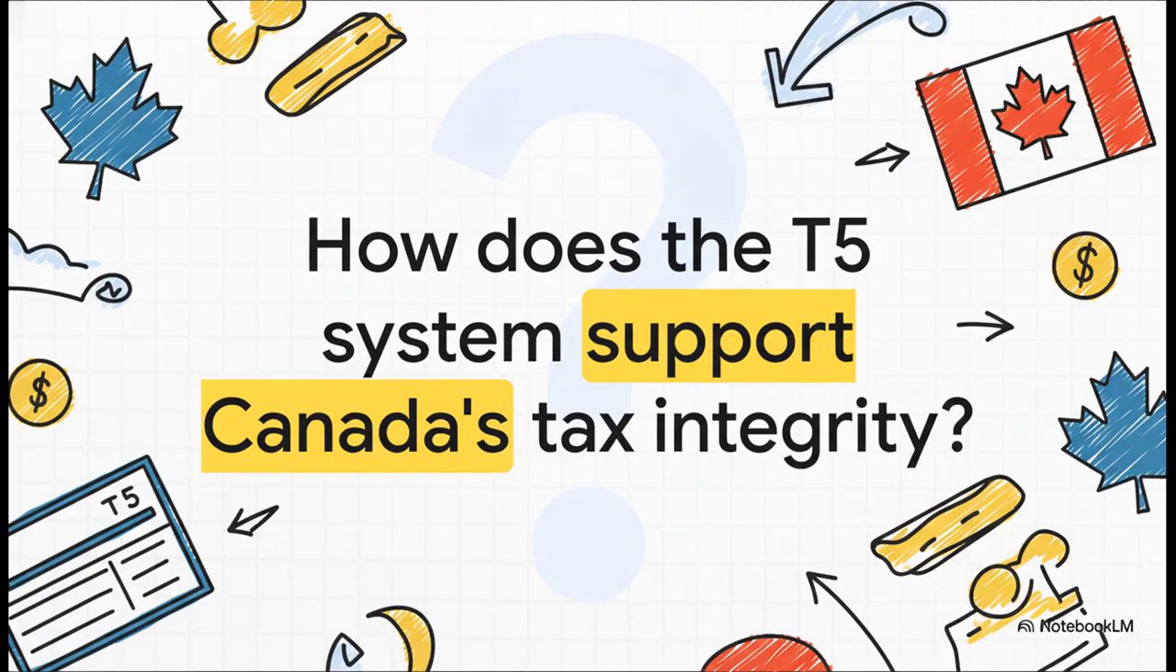But before we finish, I want you to think about the big picture here. This whole system, it's more than just paperwork, right? This rigorous reporting is what holds our entire self-assessment tax system together. It's the network of checks and balances that allows the CRA to trust the numbers that people put on their tax returns. So when you're preparing a T5, you're not just filling out a form. You're participating in a system that ensures fairness and integrity. Mastering this is a huge step toward becoming a true tax professional.